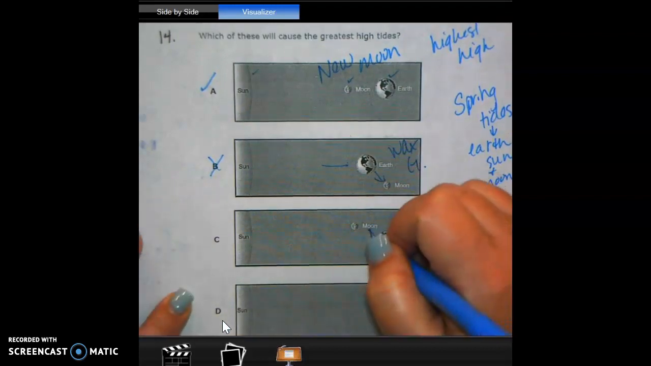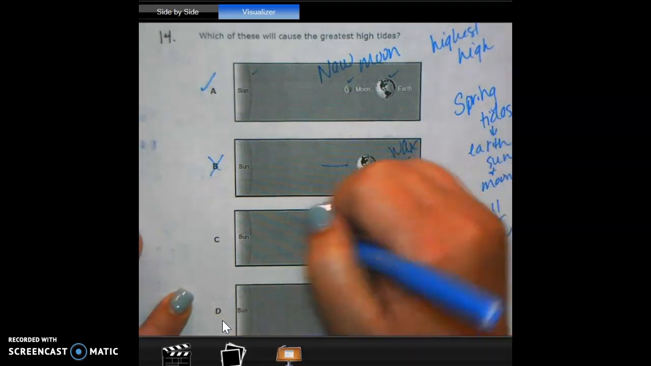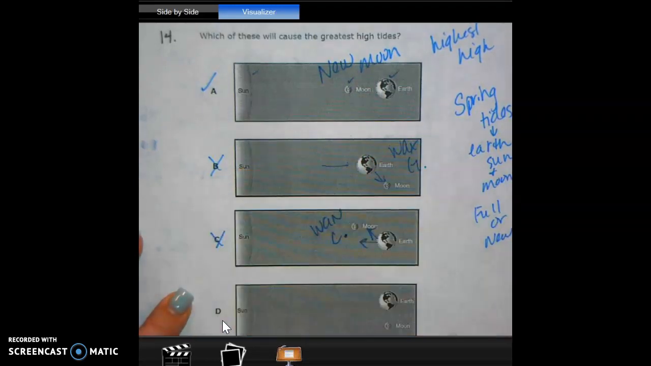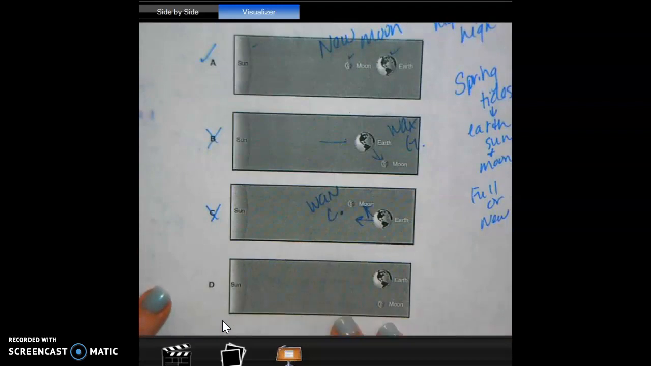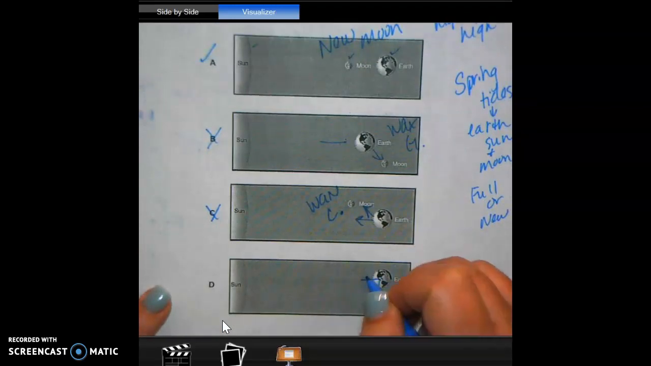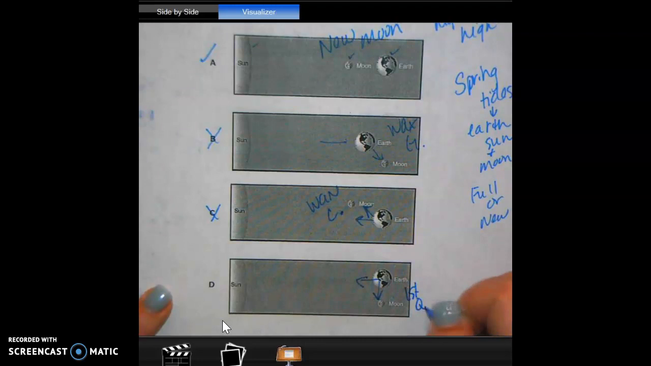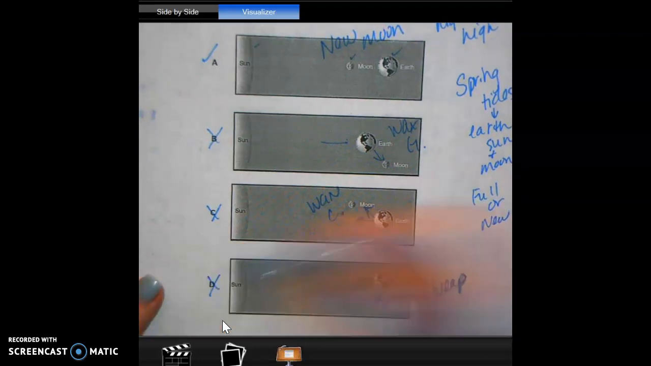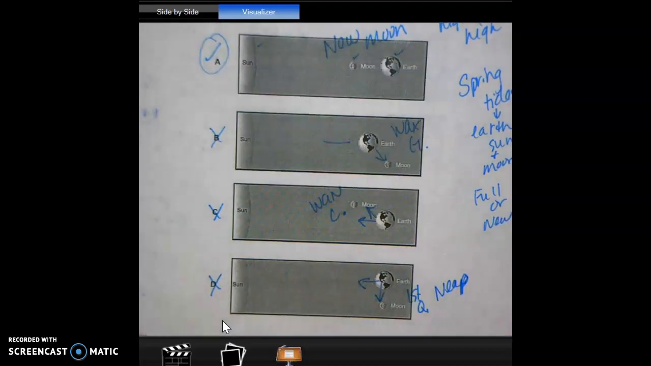This one does not have them in a line. This one is actually a waning crescent moon. It would not cause the highest highs. And then letter D is a right angle moon. That one's actually a first quarter, which would be the neap tide. So that would be our lower high tides, our weaker tides, not our highest highs. So A is our answer.